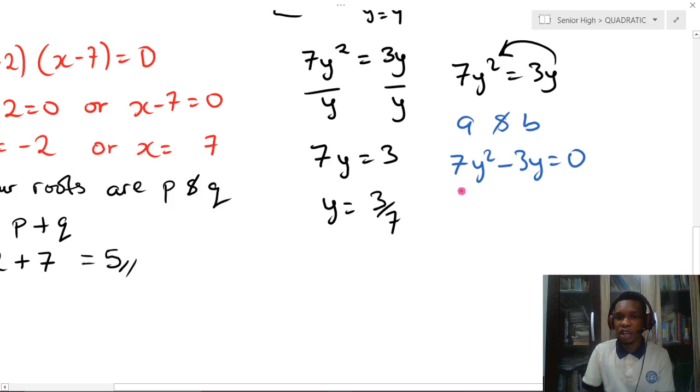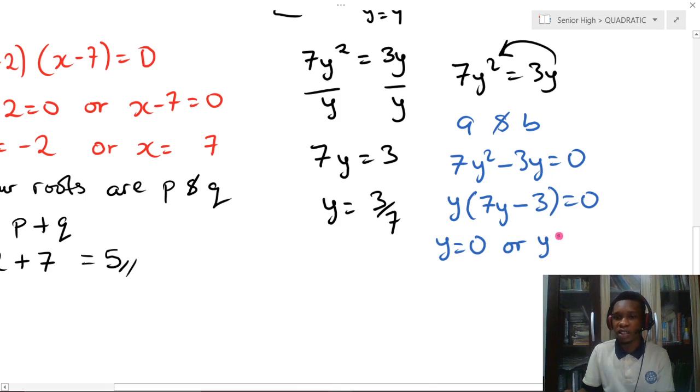And so solving this, we can factorize with y. Y comes out, since y is the only common factor I can find between these two. And then here is 7y, because y dividing 7y squared will give you 7y, minus y dividing minus 3y will give us minus 3 alone, and that will be equal to 0. So therefore our y is equal to 0, or we have 7y minus 3 is equal to 0.